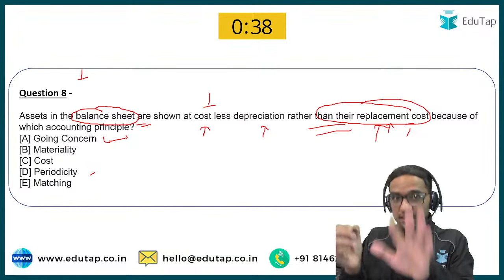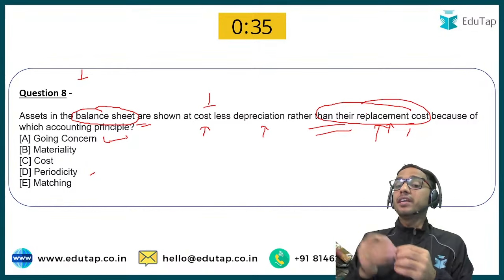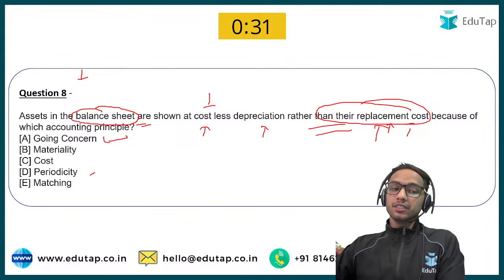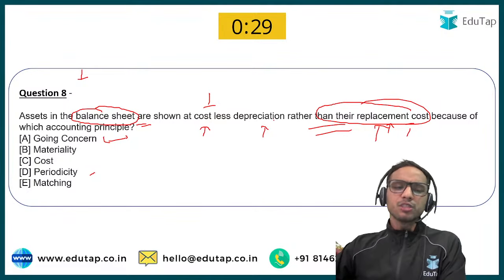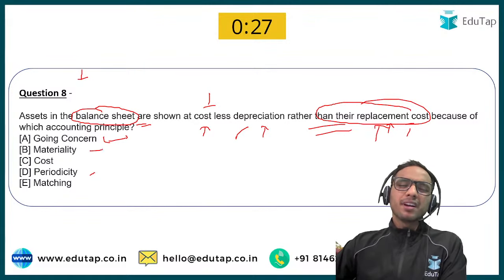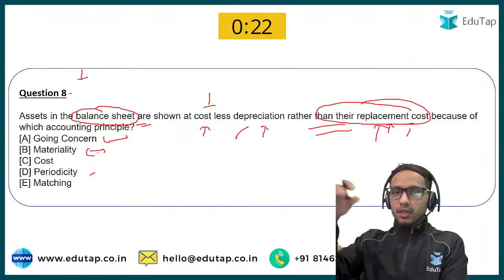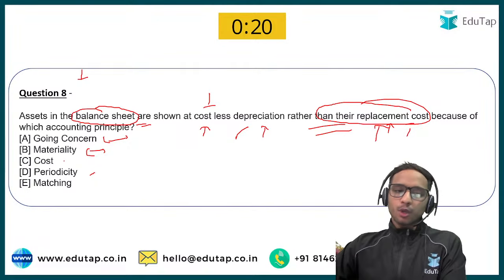It is asking you why we are not showing it at the replacement cost. That's why the answer should not be cost, right? It should be going concern, not materiality. So what is materiality? Materiality basically says whatever is material in nature has to be recorded in the financial records. Cost, you all know.